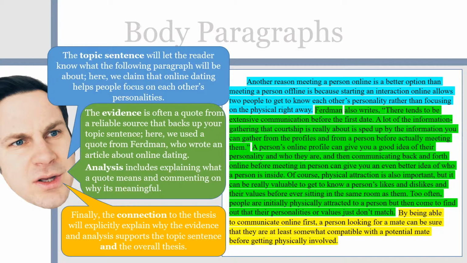By being able to communicate online first, a person looking for a mate can be sure that they are at least somewhat compatible with a potential mate before getting physically involved.